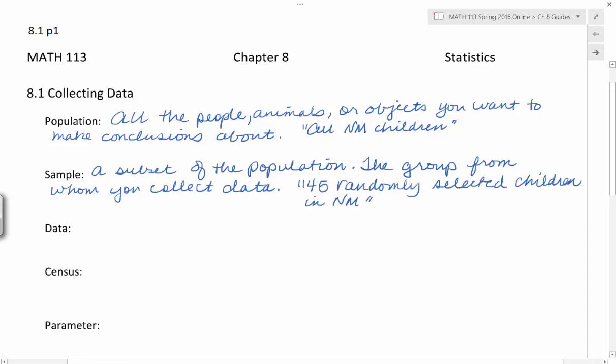A sample then is a subset of the population, and if you're thinking about all the New Mexico children, then you can't talk to every single New Mexico child, so you might pick a subset of that population, and we call that a sample, and talk to those people in the sample to try to collect your information. And here's our example: 45 randomly selected children in New Mexico. And we really want our sample to be representative of our population, and we'll talk about that more soon.